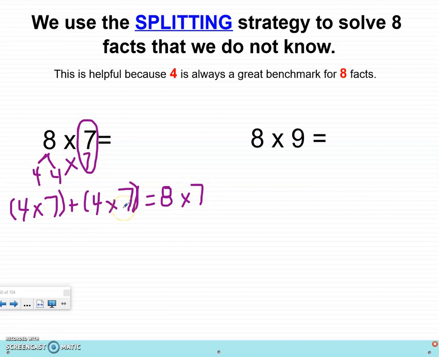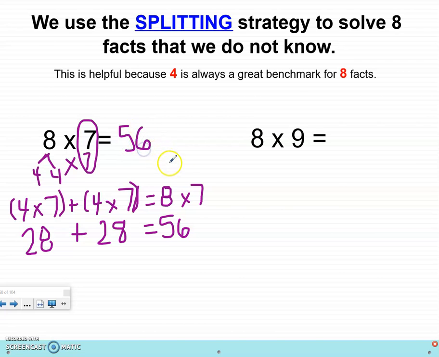Now if a student is choosing to split an 8 into a 4 and a 4, if they're choosing to split this 8 by 7 rectangle into 4 times 7 and 4 times 7, they should know the fact 4 times 7, which of course is 28. And then they'll add another 28 because we've split the 8 by 7 into 2 4 by 7s, and 28 plus 28 is 56. So that tells us our new fact, 8 times 7 equals 56.